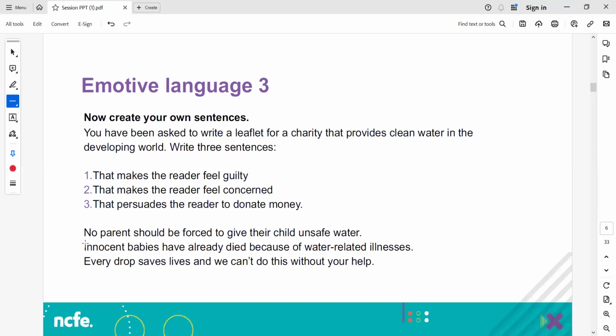So we've actually got some examples here on the slide. So number 1, a sentence to make the reader feel guilty. No parent should be forced to give their child unsafe water.